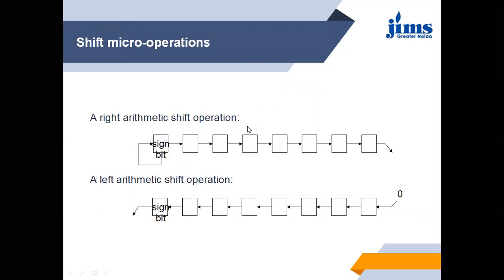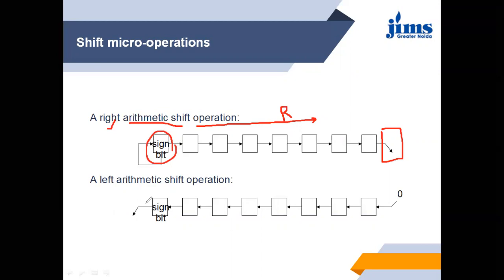So this is a register. This is a register R2, or any register, suppose R. When we have to perform the arithmetic shift right, the values are shifting in the right direction one by one, but we have to decide where this value is going to take place. You can check from here that this is a sign bit.